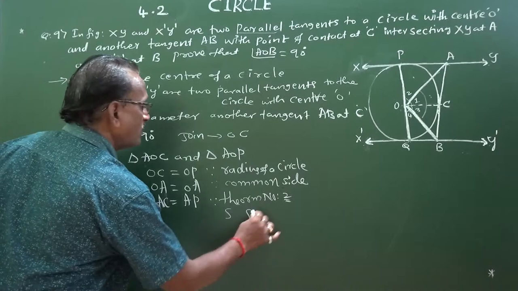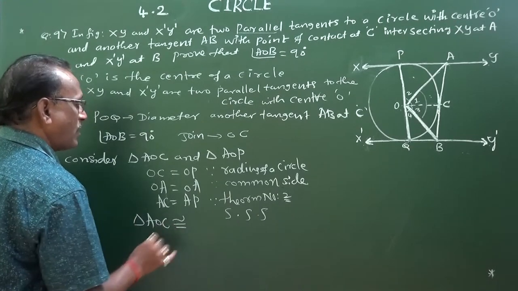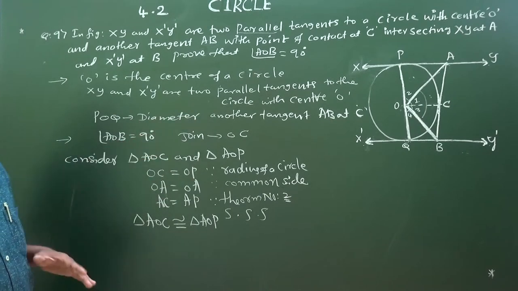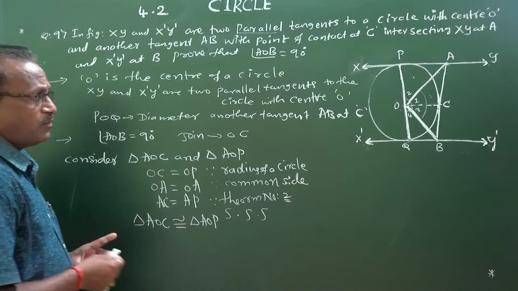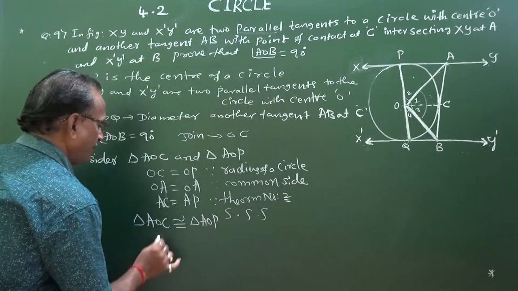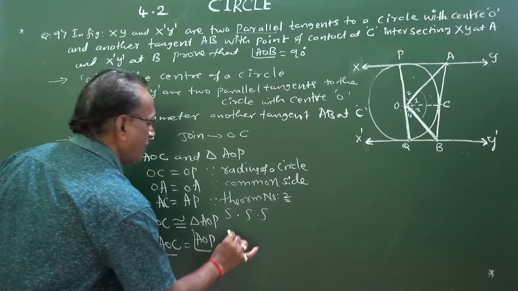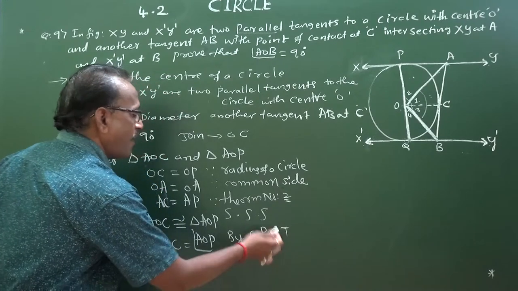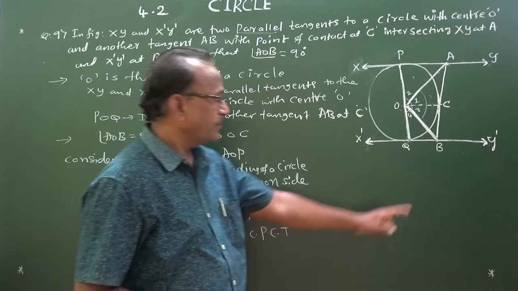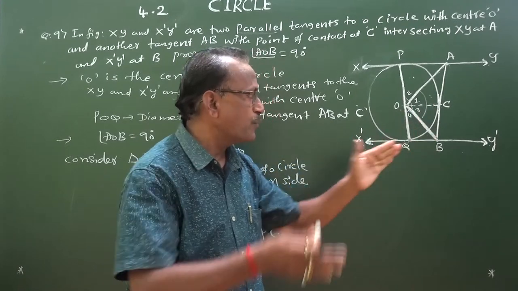See, all three sides are equal. By the SSS postulate, triangle AOC is congruent to triangle AOP. In congruent triangles, their corresponding angles are equal. So angle AOC is equal to angle AOP by CPCT, corresponding parts of congruent triangles. Similarly, you can prove another two triangles, BQO and BOC, are also congruent.